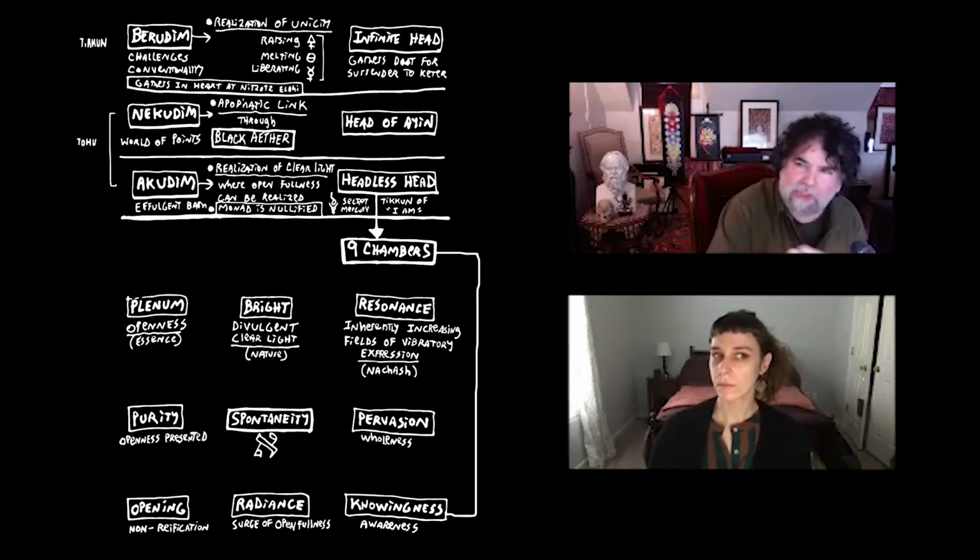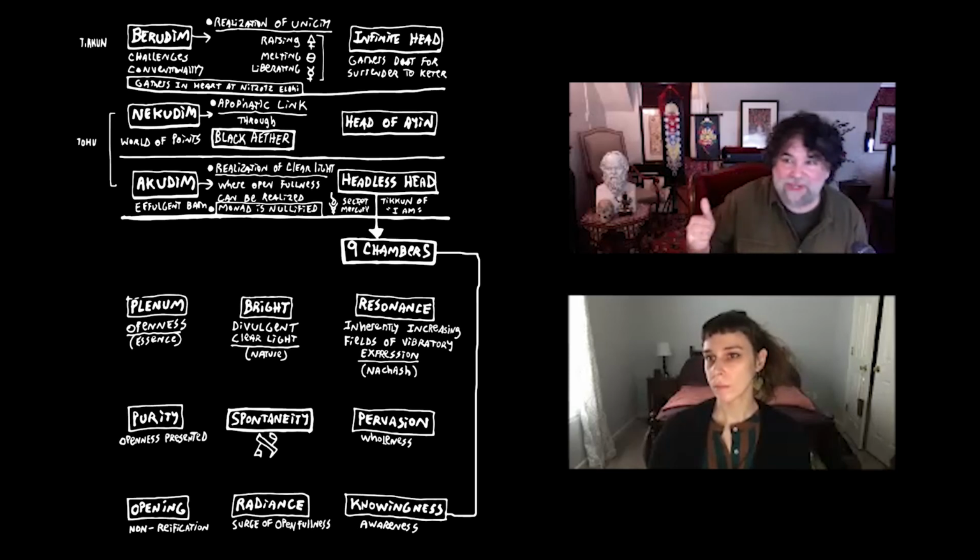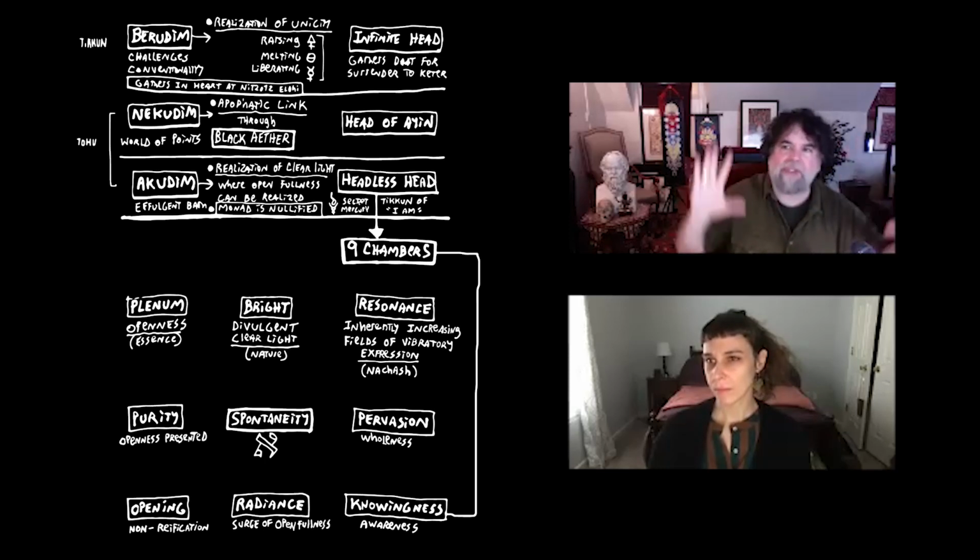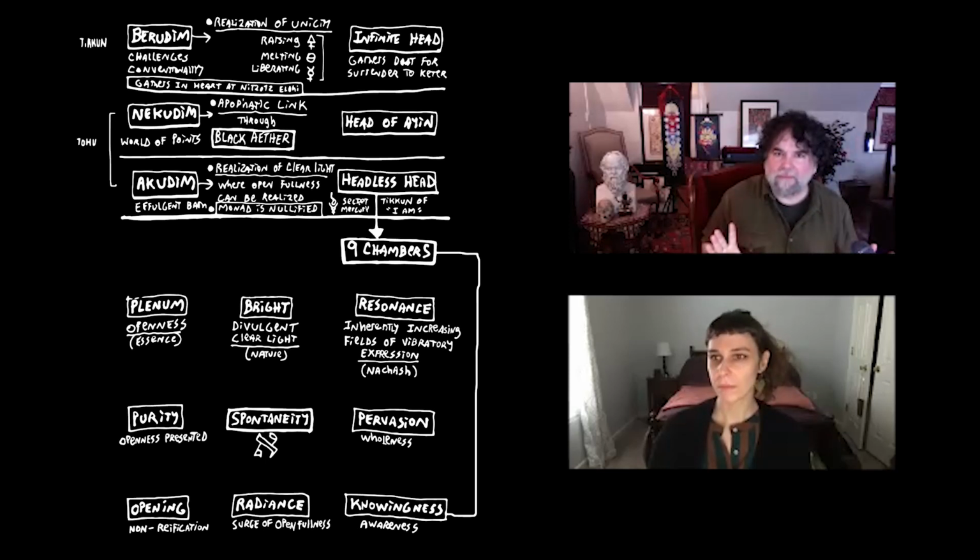So if I'm going to introduce the 9 chambers, and at this point, it kind of looks like I'll have to do it in the next episode. If I'm going to introduce the 9 chambers, what I'm directly challenging is reification itself, which is the klipa of Ketter. Make sense?